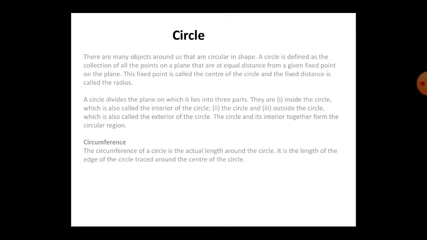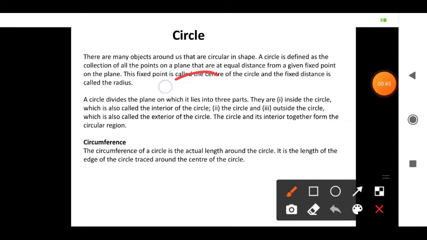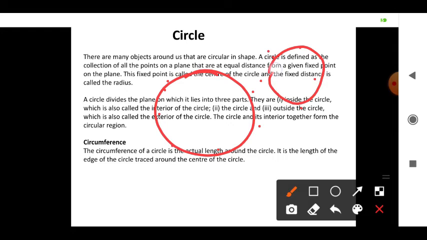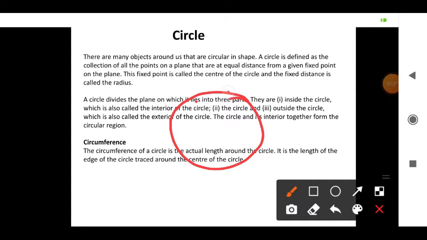See, you know that there are many objects around us that are circular in shape, right? You can see a coin, a bangle, a wheel. So many are there surrounding us. A circle is defined as a collection of all points on the plane that are at equal distance from the fixed point. If you want to define a circle, a circle is a collection of points.